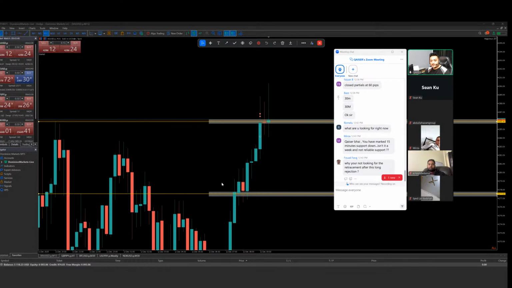Why are you not looking for the retracement after this long rejection? It retraced, it created a resistance. Look at this one, it created a resistance and broke above the resistance. I'm waiting for this candle to be closed.